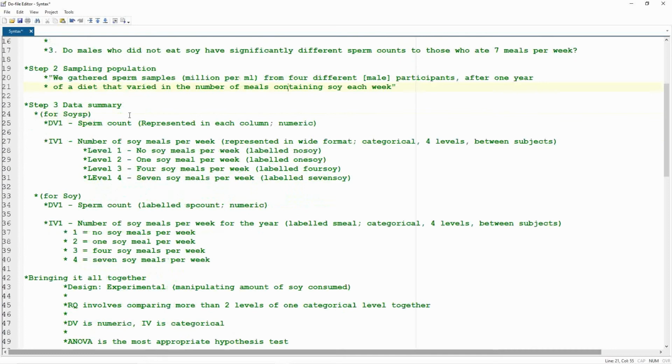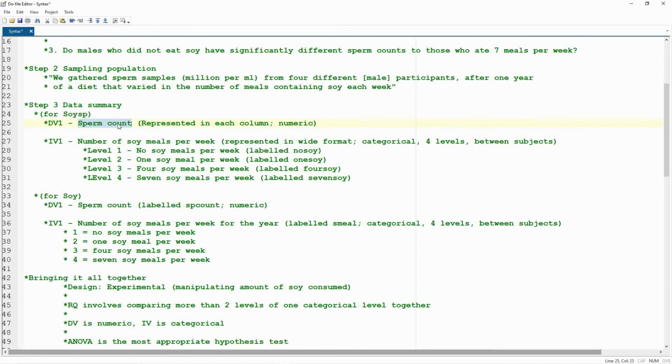So if we now think about the data summary, we have 2 different data sets that we're working from. One called Soy SP and the other one called Soy. Now, Soy SP is what we call a wide format data set, and Soy is what we call a long format, and I'll talk about what that is in a second. In both of these, we have one dependent variable, its sperm count.